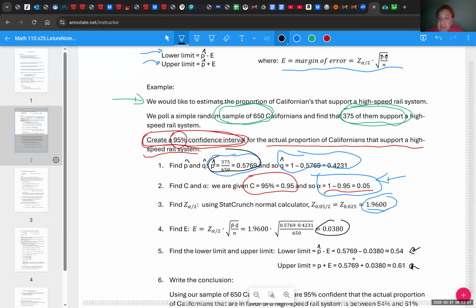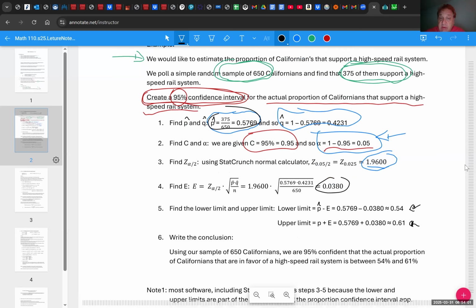So now we can write out our confidence interval, and I wrote that in terms of a conclusion, which we can put into words. Using the simple random sample of 650 Californians, we are 95% confident, because this is a 95% confidence interval, that the actual proportion of Californians in favor of high-speed rail is between 54% and 61%. Remember, 0.54 is the same as 54%, and 0.61 is the same as 61%. Those are our lower and upper limits for where we are confident we will find the actual proportion of Californians.